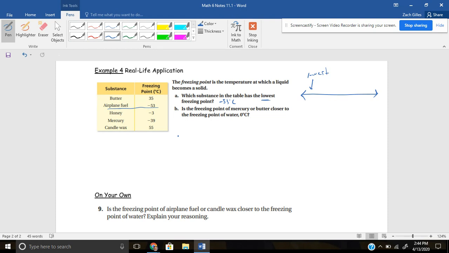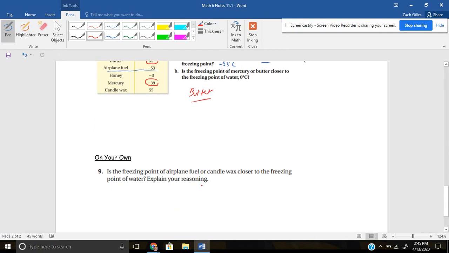Letter B says, is the freezing point of mercury or butter closer to the freezing point of water, which is 0 degrees Celsius? So I'm looking at mercury, which is at negative 39 degrees Celsius, and butter, which is at 35 degrees Celsius. Which one of these is closer to the freezing point of water? Well, butter would be 35 away, and mercury would be 39 away. So that would be butter, because it's only 35 away from 0, and mercury is 39 away from 0.